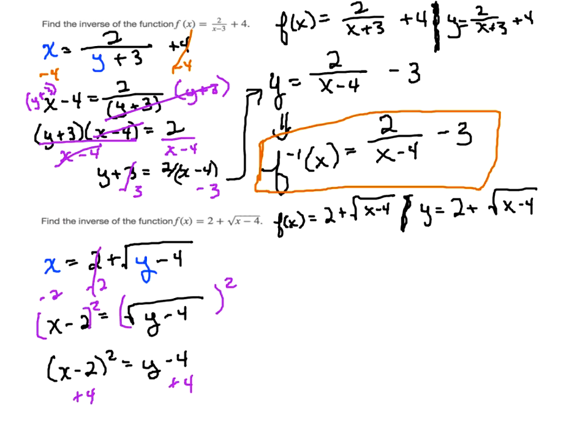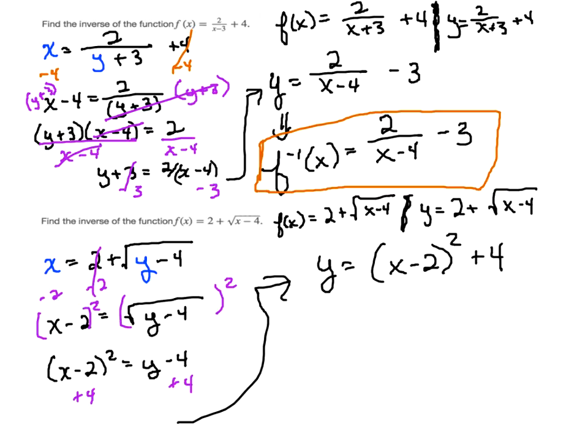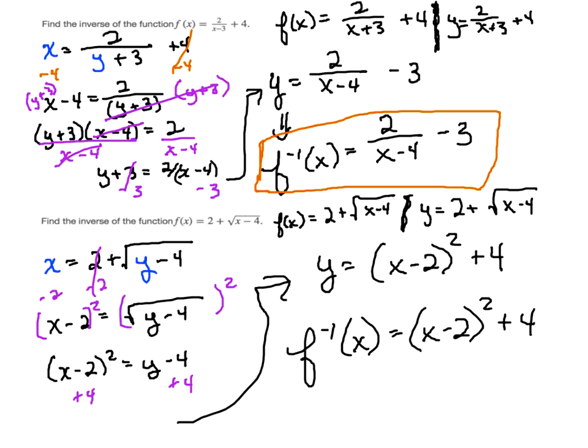And we'll actually take a look at these two on the graph together. I think that'll be helpful to see. Okay, so I end up with y equals x minus 2 squared plus 4. So f inverse, and you would have a restricted domain, and I'll show you that restricted domain and how you can figure that out yourself once we look at the graph, is x minus 2 squared plus 4. Okay, let's take a look.